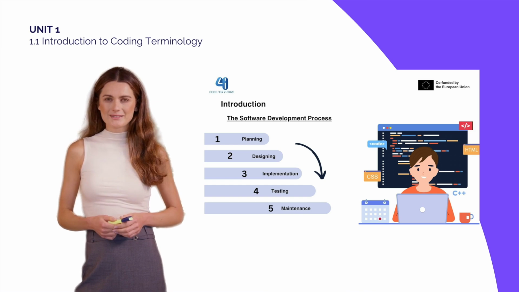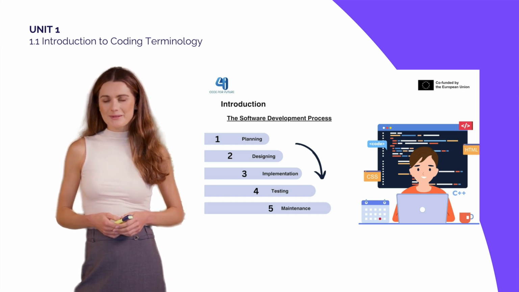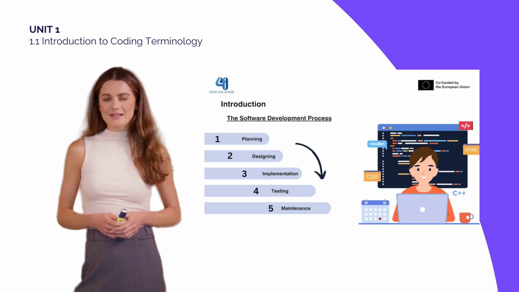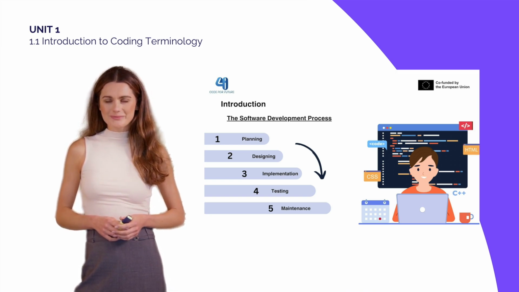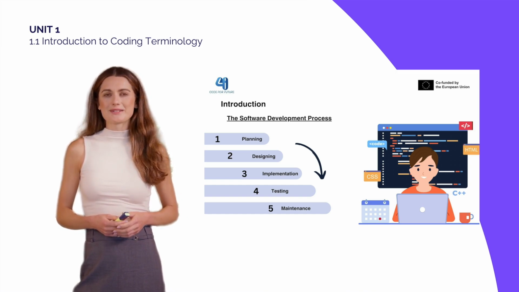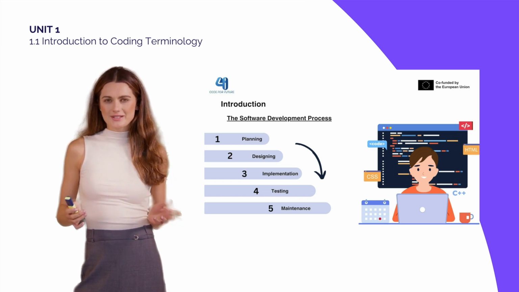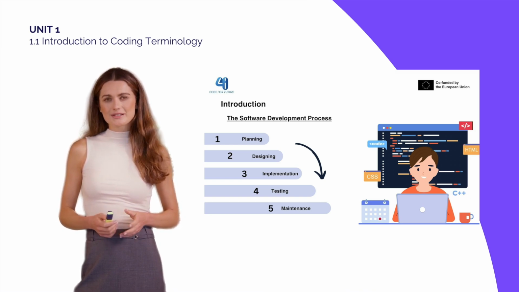2. Designing. Before writing any code, developers create a blueprint or prototype. This includes user interfaces, UI, database structures, and system architecture to ensure smooth functionality and a great user experience. 3. Implementation. Now comes the actual coding stage, where programmers write the software based on the design. Different programming languages like Java, Python, or C++ might be used, depending on the project.